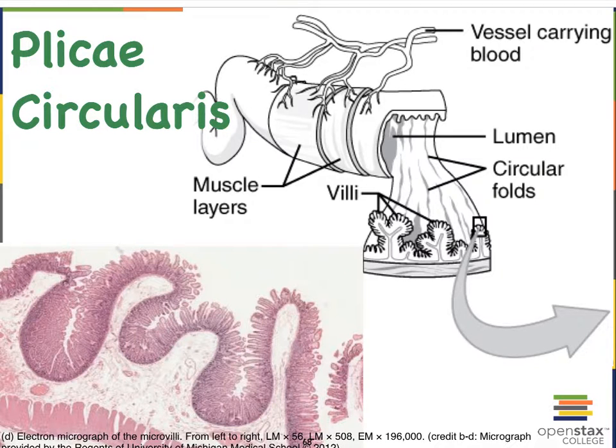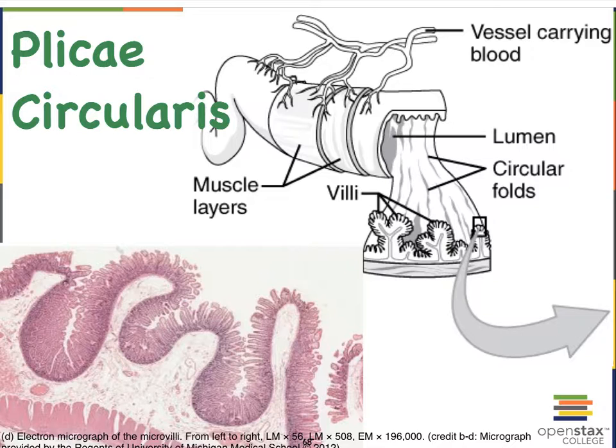Of these three adaptations that I just listed, the plicae circulares, or in plain old English, the circular folds, are visible on the inside of the wall of the small intestine. You can think, for instance, of an ice cream scooper that scoops out the inside wall of the small intestine, and that essentially creates these spiral indentations on the inside of the small intestine, thereby increasing its surface area.